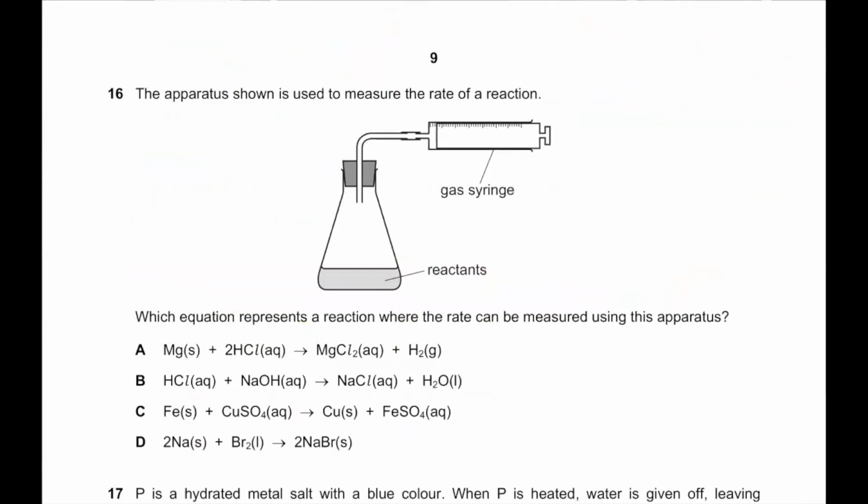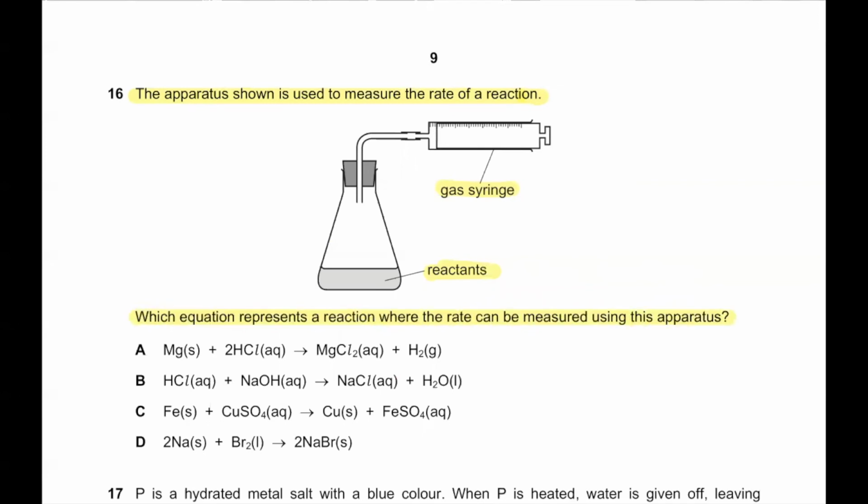Guys, moving on, question number 16. The diagram shown is used to measure the rate of reaction. We will be able to measure the rate of reaction from here. We have the reactants, we have the gas syringe. Which equation represents a reaction where the rate can be measured using this apparatus?